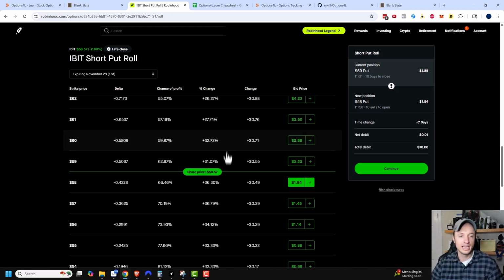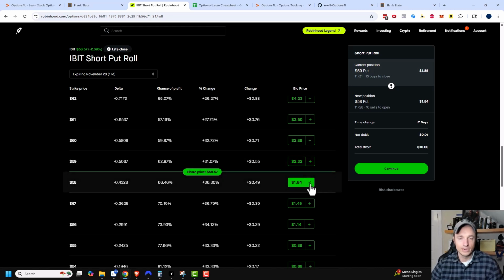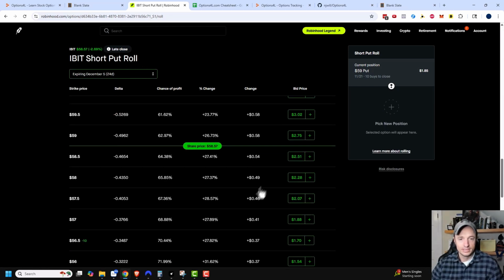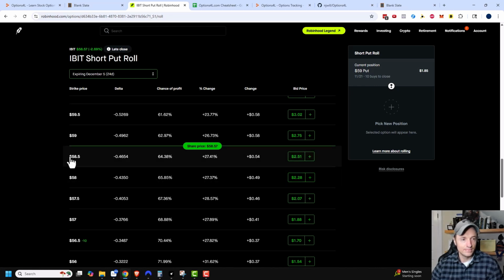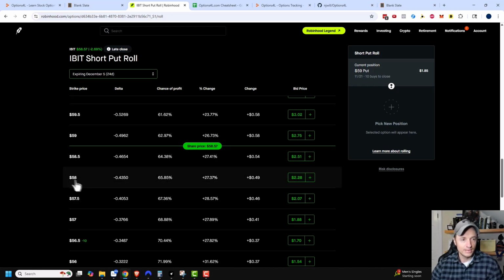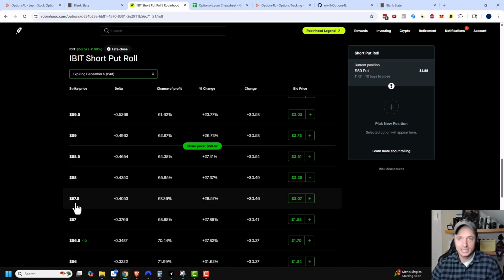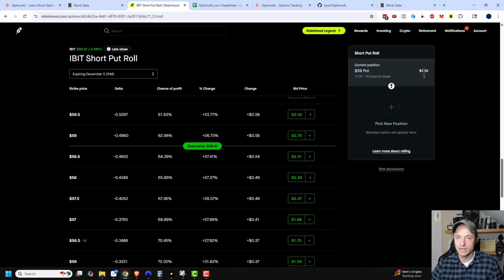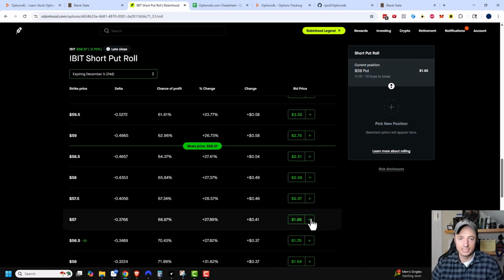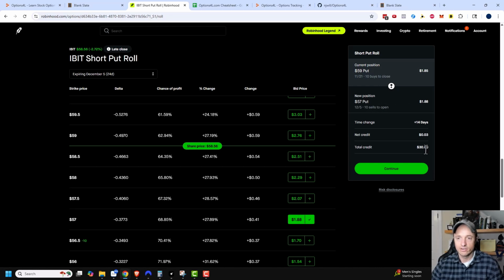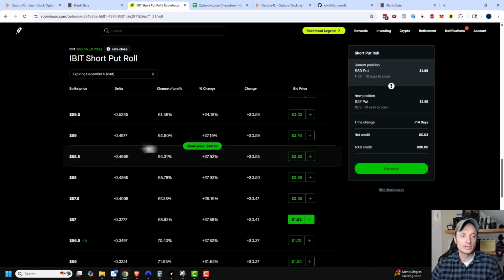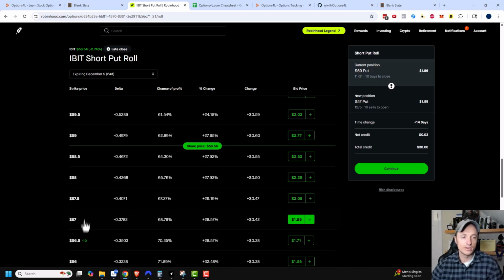Now, typically, I want to roll for a credit, so I might go out another week and see where we're sitting. So here I can see that I have a $58.50 strike, I have a $58 strike, I have a $57.50 strike, and I have a $57 strike, and they'll all provide a credit higher than my $1.85 it'll take me to close out. Now this one's only 3 cents, so I'd only get a credit of $30. But it also adds another week to my position, and it also brings the strike price down $2 more.